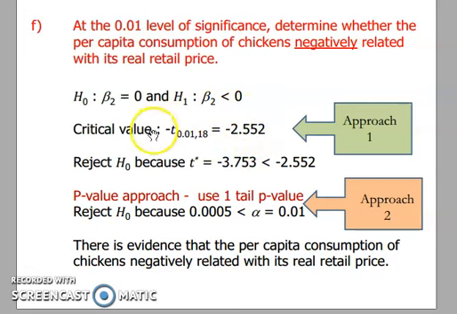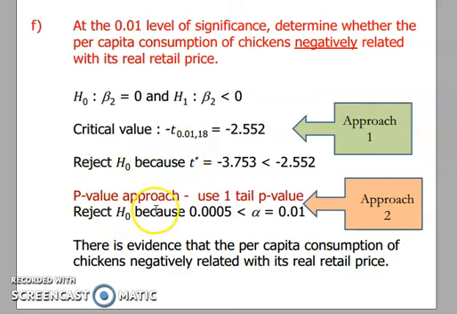It is at the left side, so the value of t will be negative, and then we reject because the t star here, minus 3.753, falls in the rejection region, which is smaller than minus 2.552. So the decision is to reject H null.